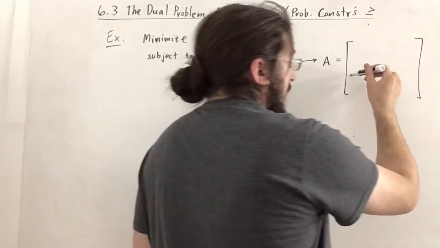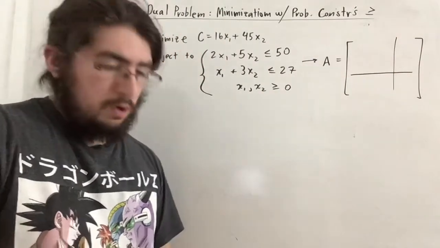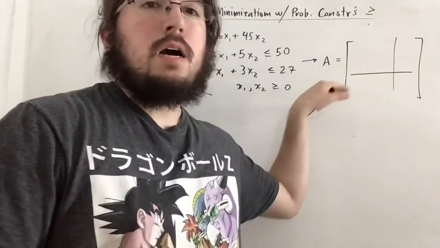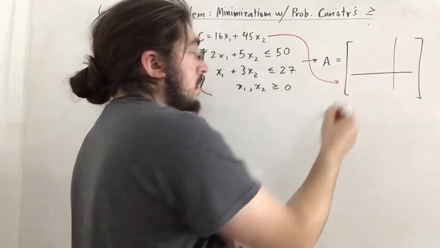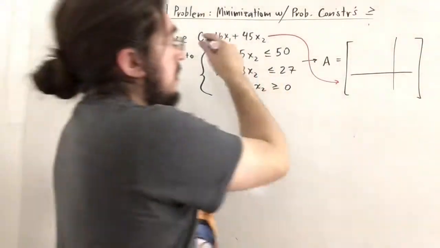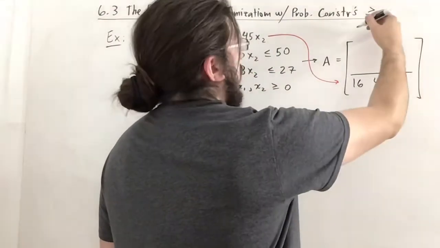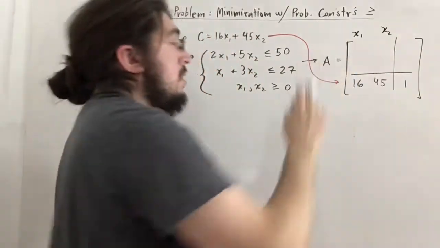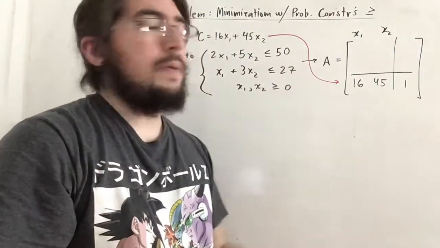Remember we had these lines, and what did we always write on the bottom? Below this line, we always wrote the objective function. So that's actually what we're going to do here: we're going to write the objective function down below. The objective function is going to be 16, 45, and then 1. In other words, this will be the x1 column, the x2 column, and this will be the equal to column. In this case, it's equal to C, but it's 1C, basically.